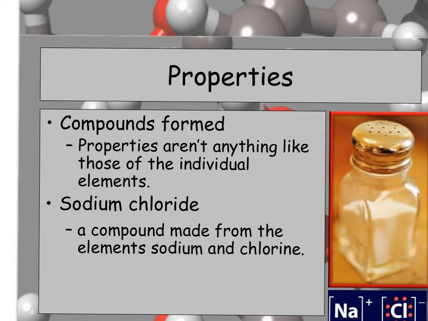So it says compounds form, and their properties aren't anything like those of the individual elements. They're completely different. And sodium chloride is the best example because it's something we use all the time. We don't even think about it. But it's very different.